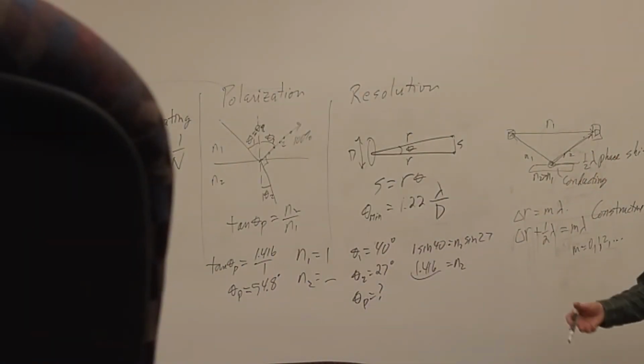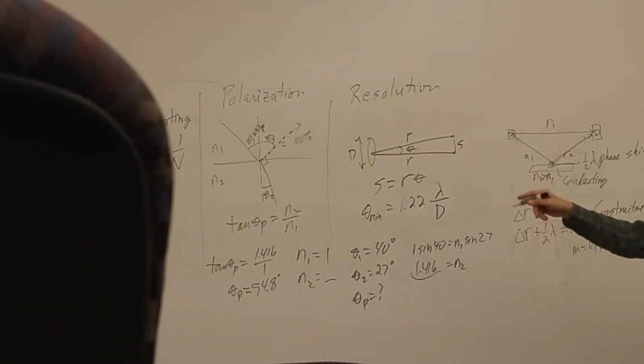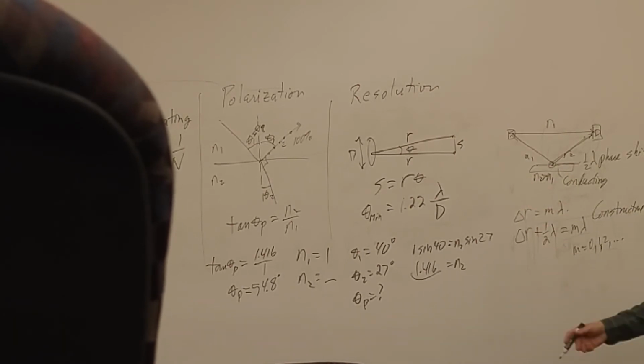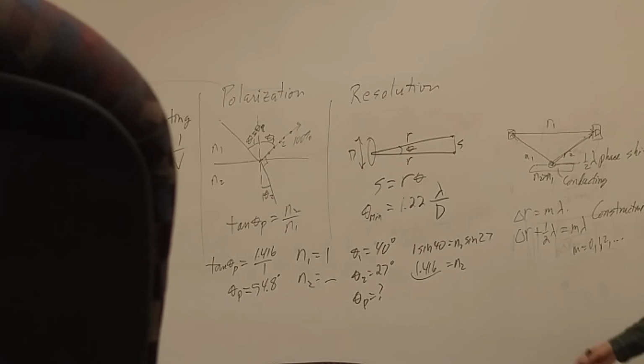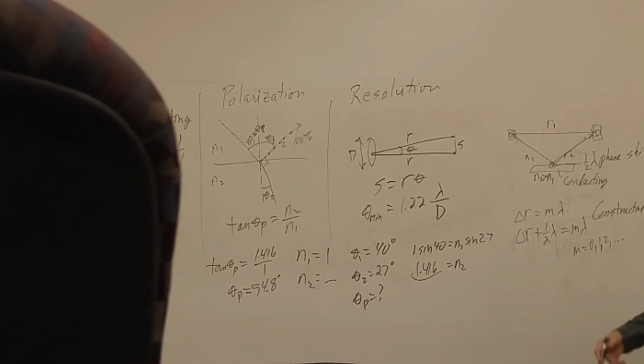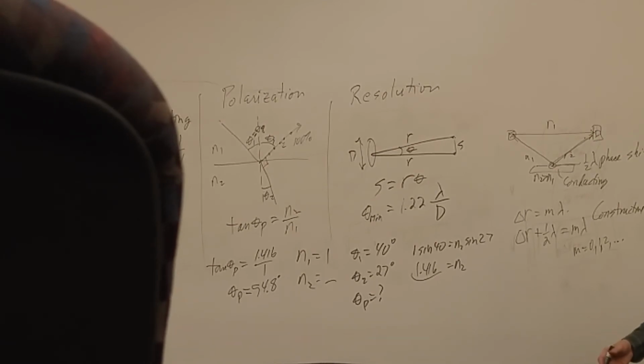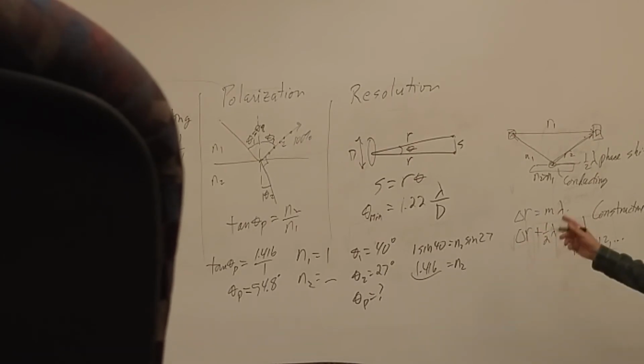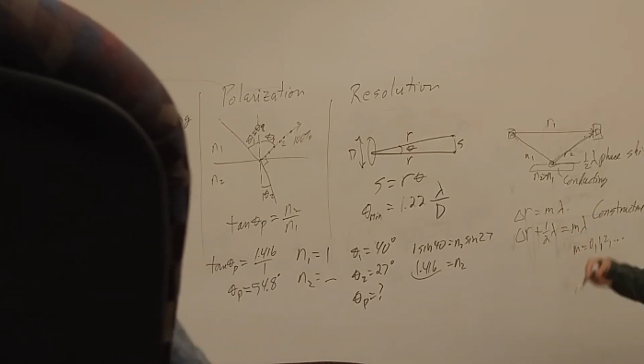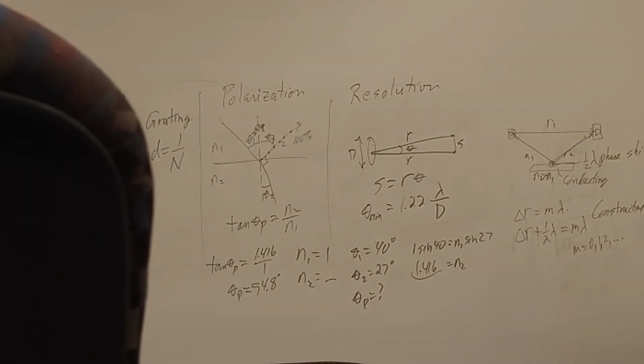So yeah, it's asking for the polarizing angle. Well, that tangent is equal to the N2 over the N1. But I need to know what the N2 is. And just because I gave you 40 and 27, that doesn't mean the 40 is the polarizing angle. It says when you do refraction, here's theta 1, here's theta 2. Using Snell's law, find N2, and then knowing N2 and N1, find the polarizing angle.